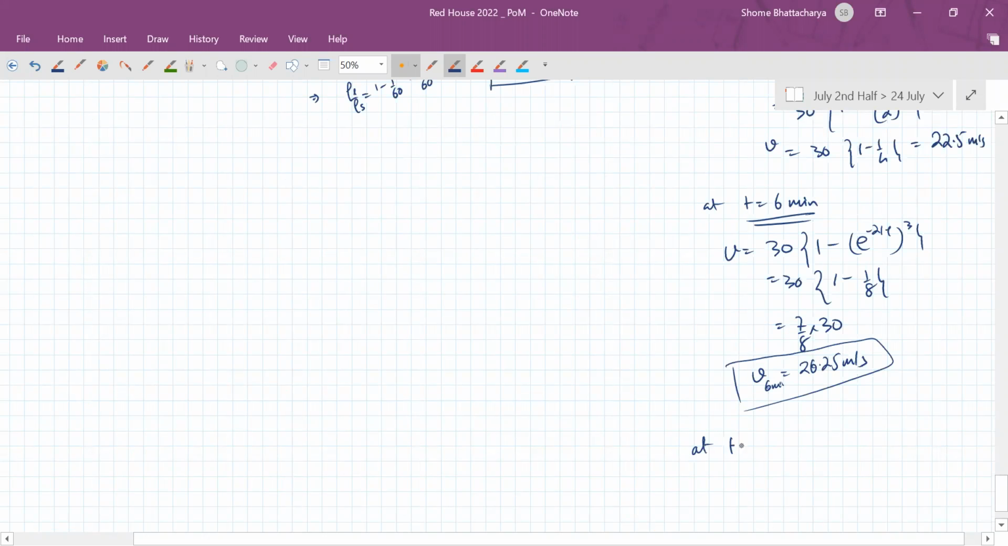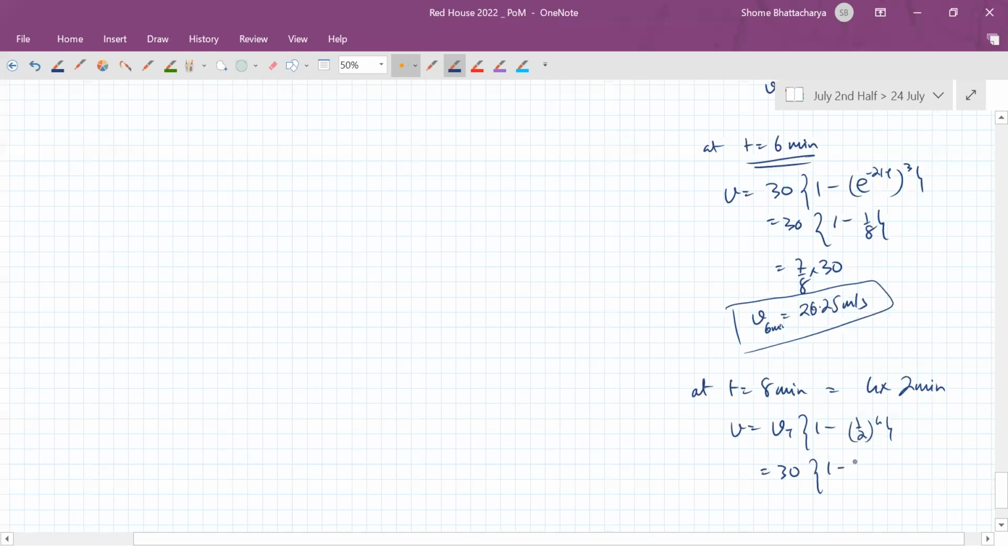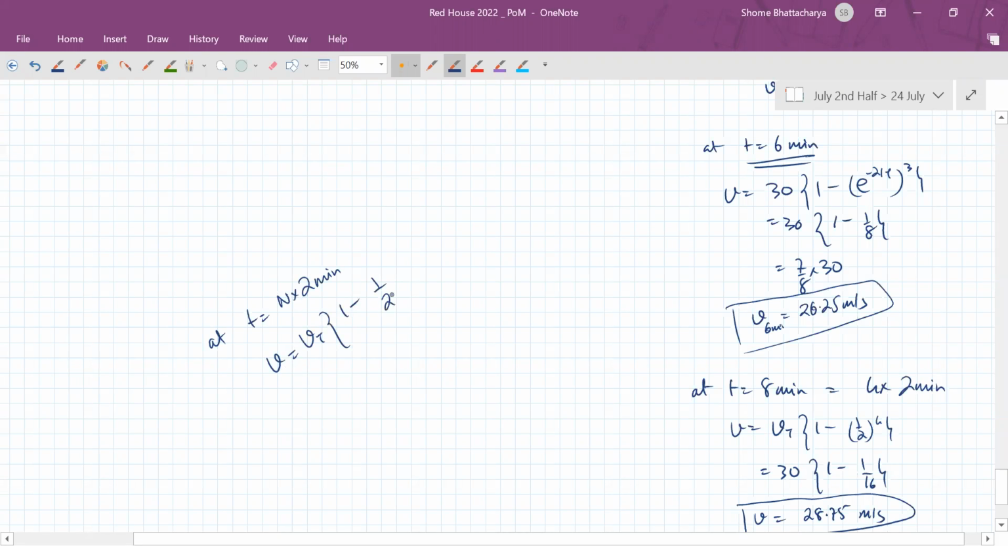And like that, at t equal to 8 minutes, that is 4 times 2 minutes now, v will become the terminal velocity into 1 minus half to the power 4. That was our 28.75. That also shows you, if you think of this like a series, that at some general time which is some factor n into 2 minutes, the velocity would have become the terminal velocity into 1 minus 1 by 2 to the power n.